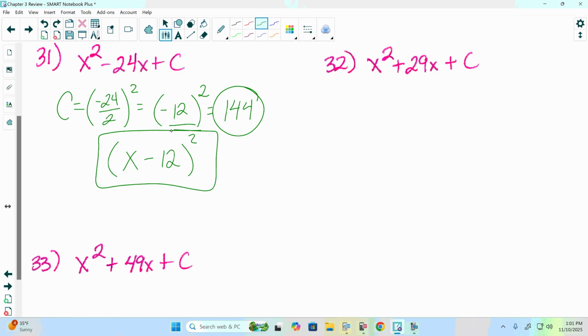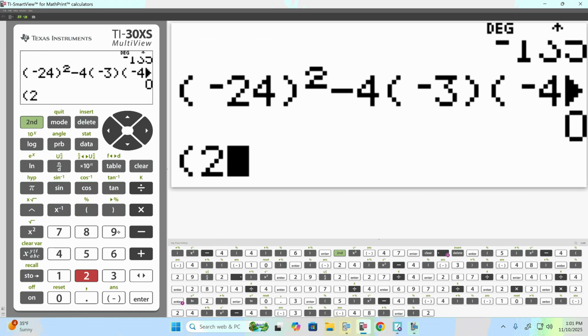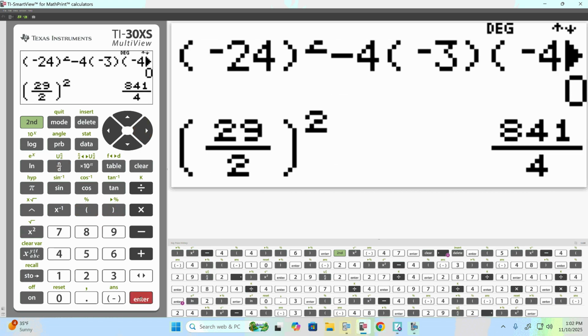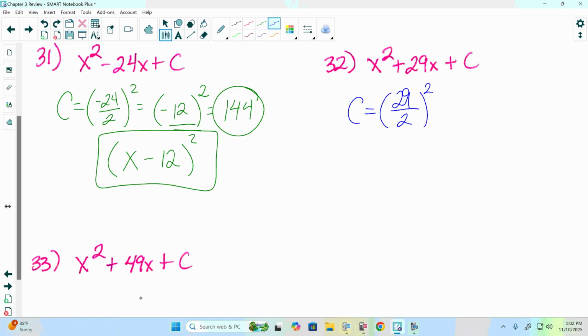Now, if we look at, let's try a third time, 32, what's the value of b for 32? Positive 29, yes? Does 29 divide by 2 nicely? No. Since it doesn't divide by 2 nicely, we can't reduce it, we can't simplify it from there, so we'll leave it alone. And at this point here, we can put 29 over 2 squared, which is 841 over 4.